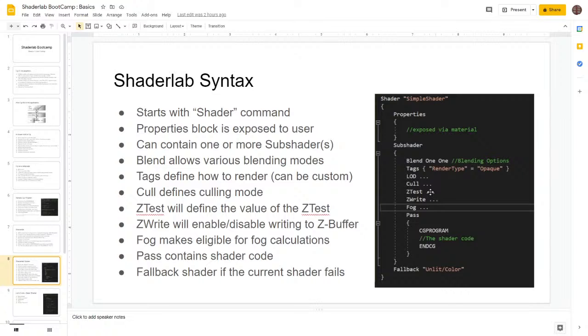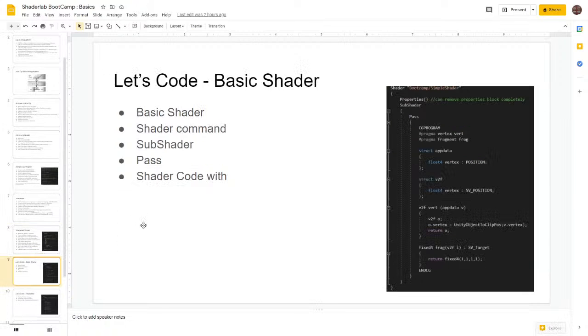We will cover all these topics later on because it's a very big topic. Fog is basically whether Unity should consider the object this shader is applied to as part of the fog computation or not. Then we have a pass in which you have your simple shader CG program, shader code, and a fallback shader. That's it. And now what we are going to do is write our own Unity shader. So just give me a second and let me pull up the Unity window. Okay.